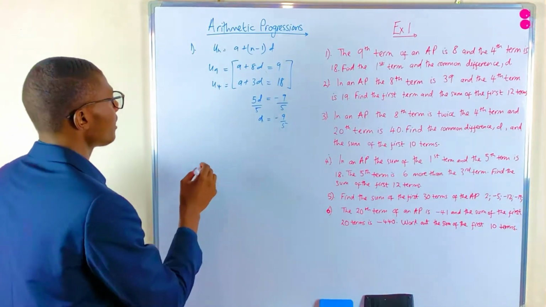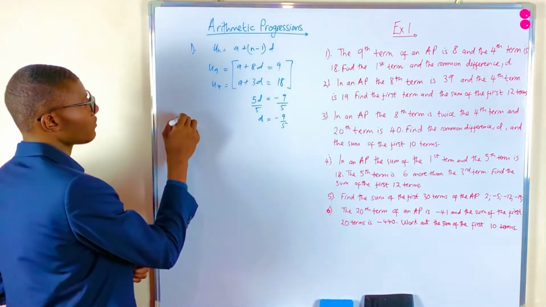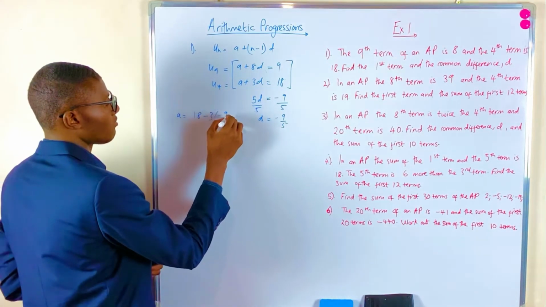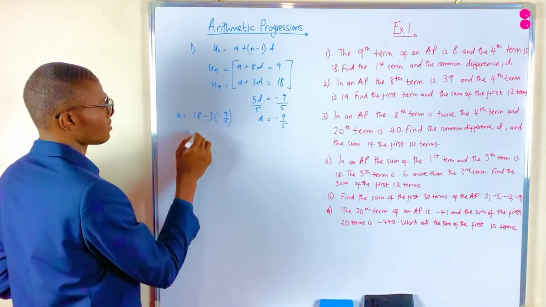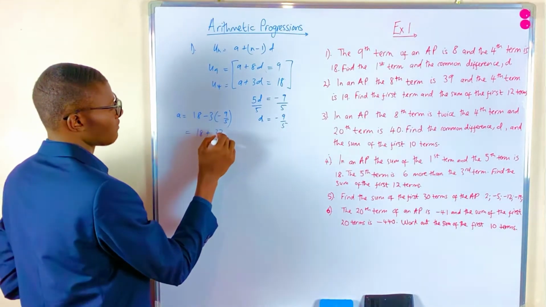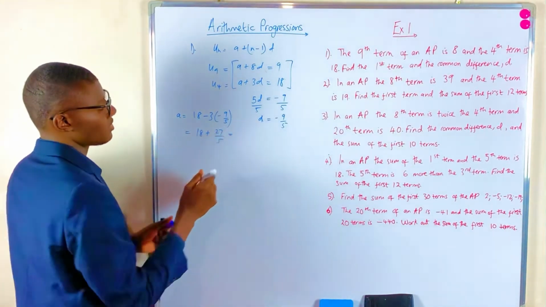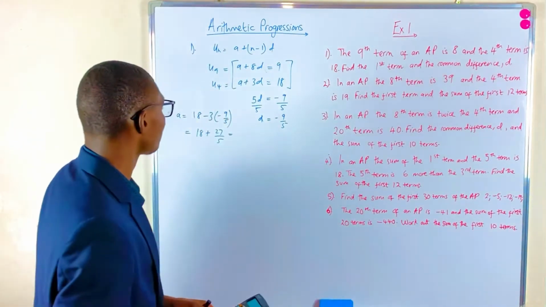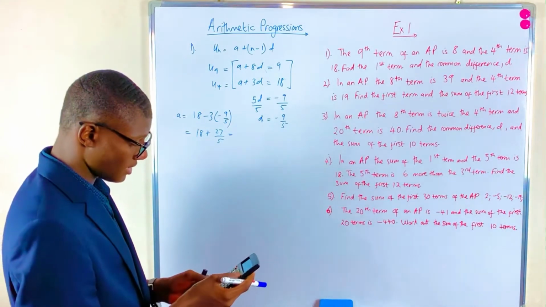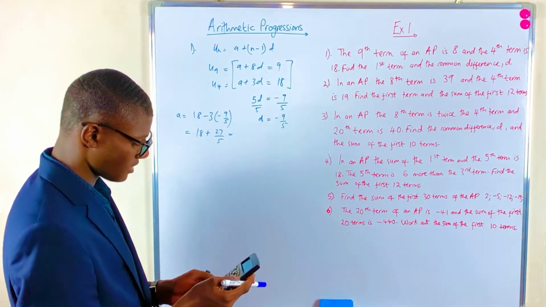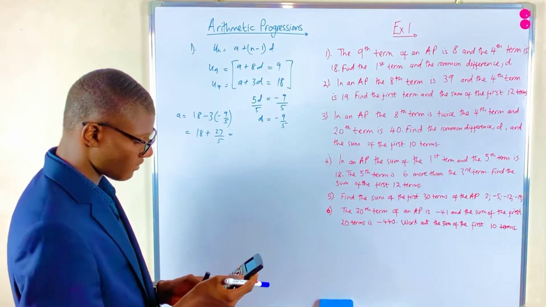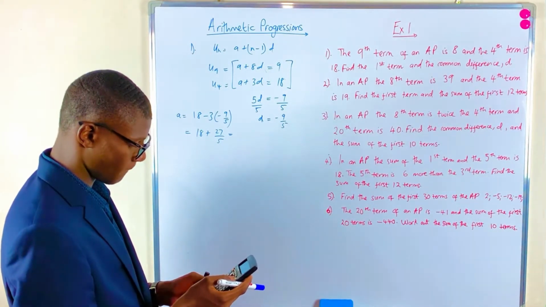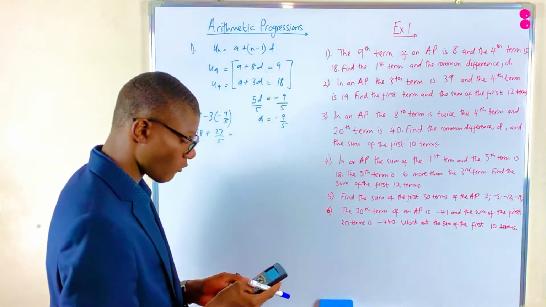And then a would be equal to 18 minus 3 times minus 9 over 5, which is 18 plus 27 over 5. We're saying 18 plus 27 over 5. That will give us an answer of 23.4.